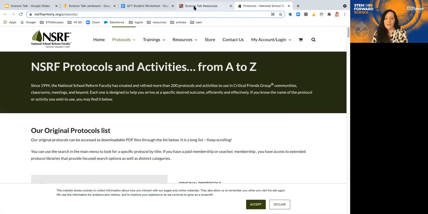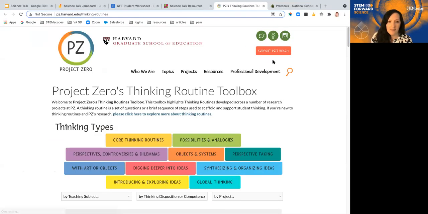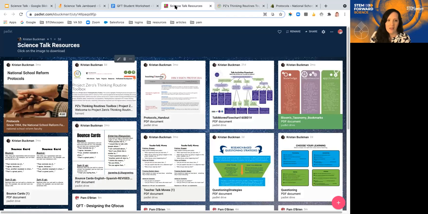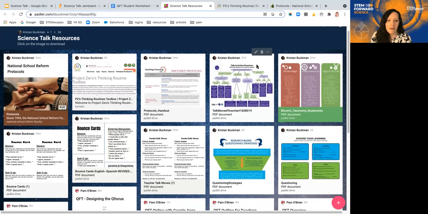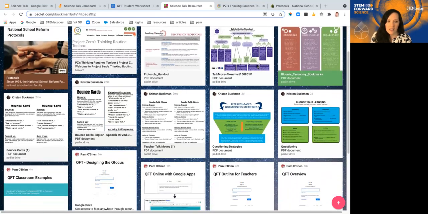There's the Harvard Project Zero visible thinking routine toolbox that they've created. These are all free resources as well. So if you're looking for a way to bring more of that student thinking, being able to see what's happening. And then of course you can see that there are some talk moves in there. Pam also incorporated your QFT strategies.